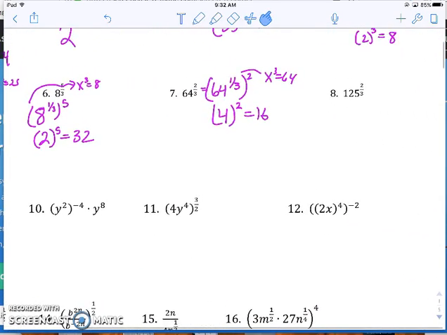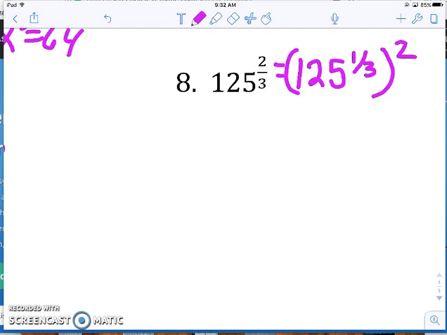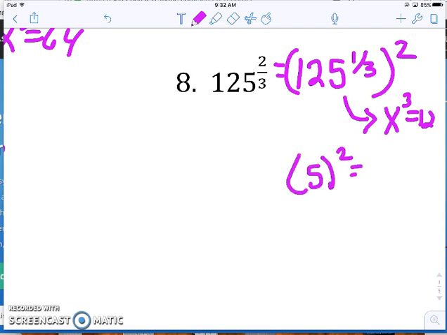And then the last one, number 8 here, 125 to the 2/3. So 125 to the 1/3 squared. So we're thinking this inside part, what number cubed gives us 125? So that's going to be 5 squared is 25.